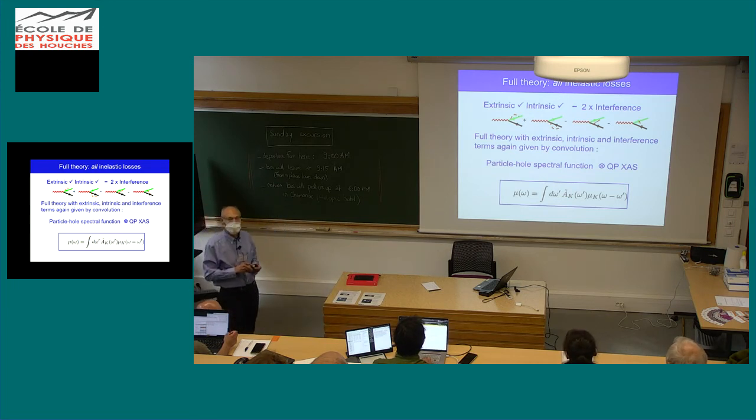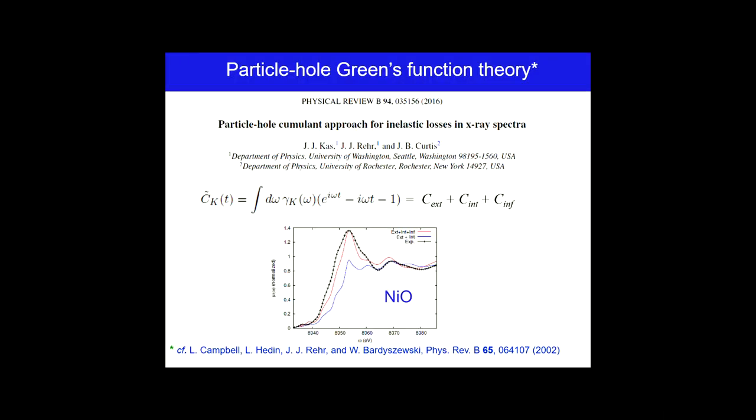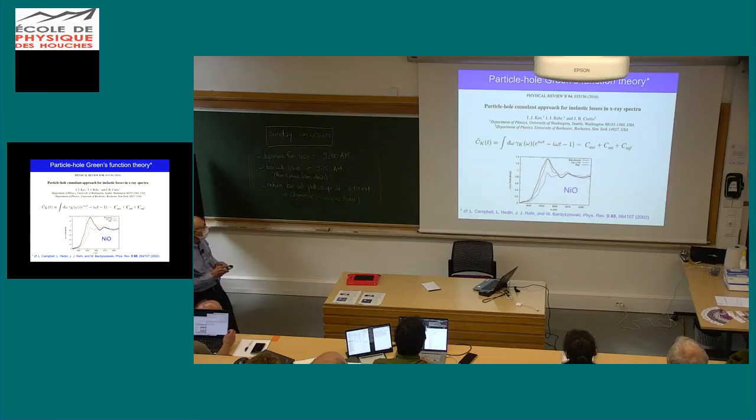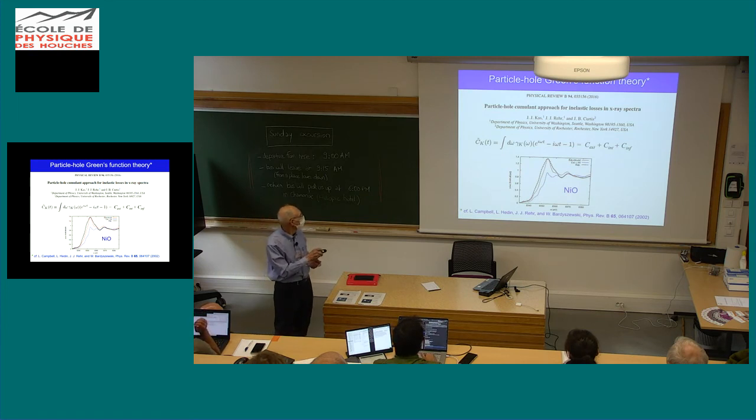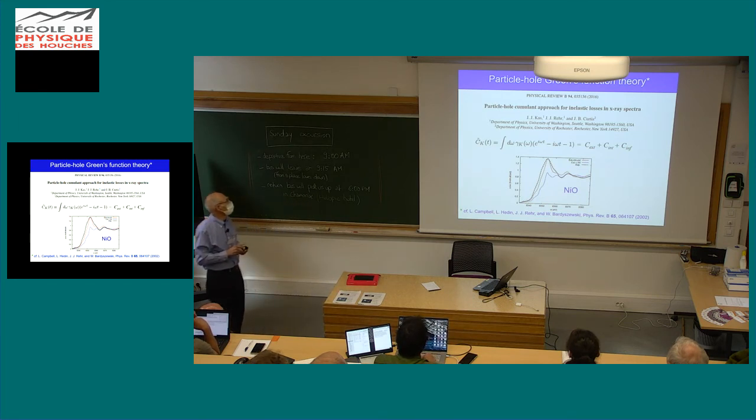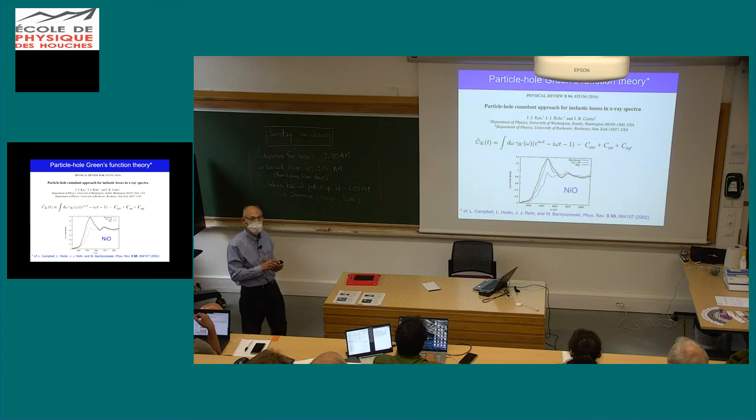Okay, well, does it work? We tried it out on nickel oxide. It actually does a pretty good job. This is the experiment, the dots. And if you just have extrinsic and intrinsic alone, you get not quite right stuff. But put in the interference terms, it fixes it all up. So now our cumulant has an extrinsic, an intrinsic, and an interference term. But it's sort of similar arithmetic.